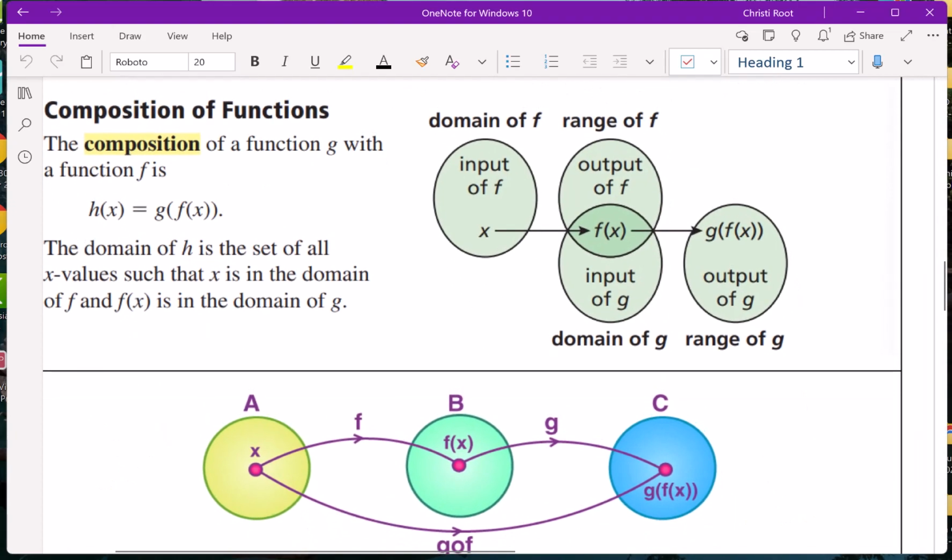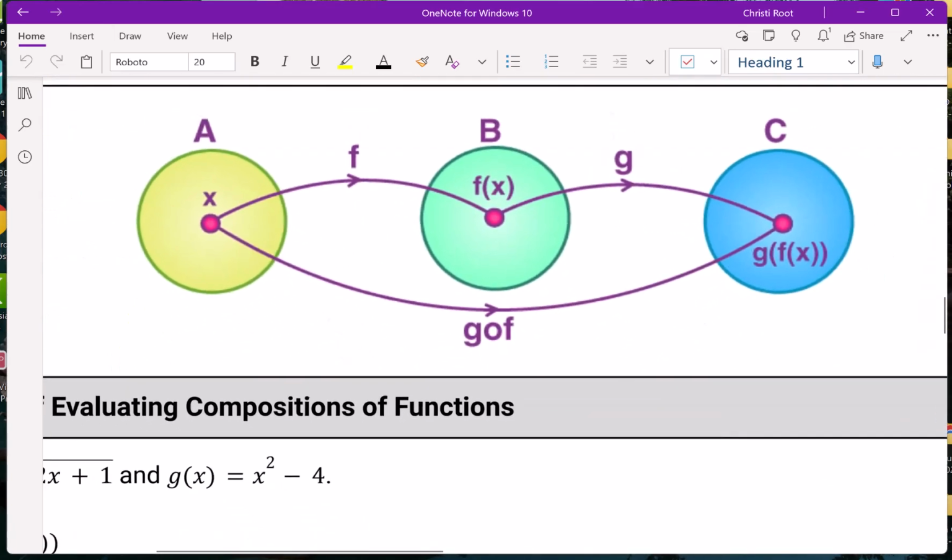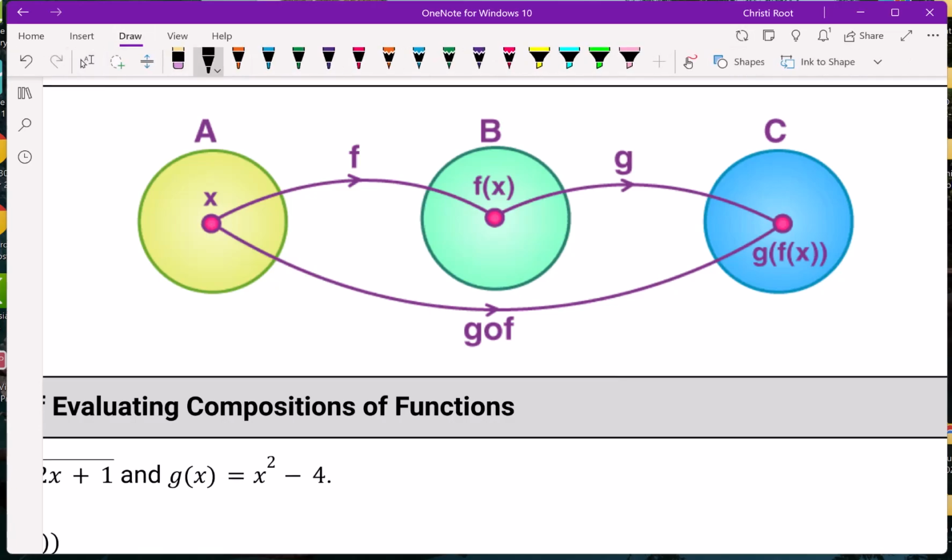This is what your book says. It kind of draws you a picture right here. I actually preferred this one a little bit more. I found that one off the internet. So you don't have to write any of this stuff down. I just want to show you basically what you're going to be doing at the first part anyway.